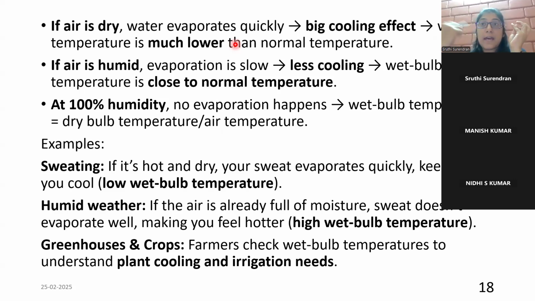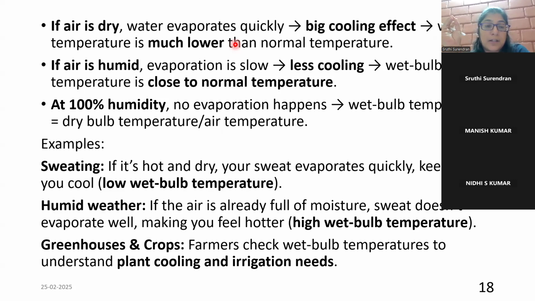The same is the condition if air is humid. What happens is the evaporation cannot happen a lot because the air is already filled with water vapor. So the evaporation effect is going to be slow. This reduces the cooling effect, and because of this, the temperature is not going to reduce very much. It is not going to go to a very low level. It remains close to the normal temperature itself. So in such conditions, we say that the wet bulb temperature is high, that is, closer to the normal temperature.